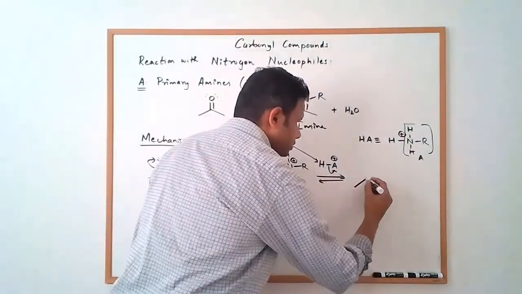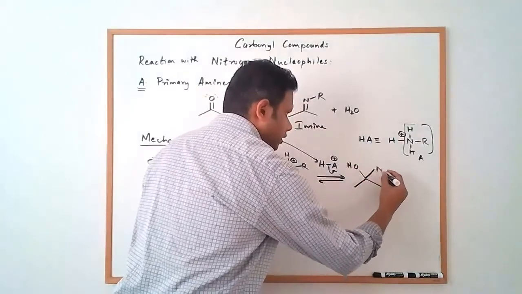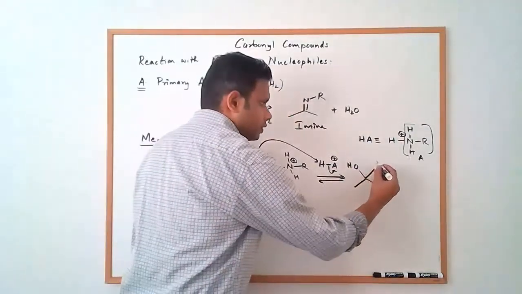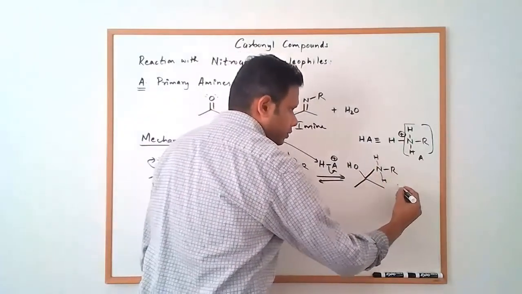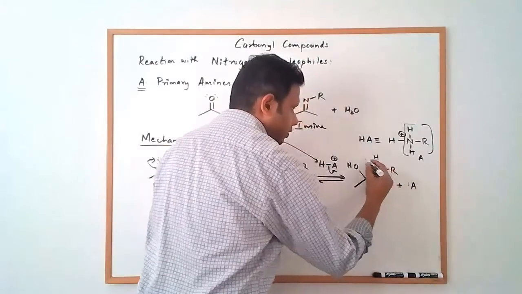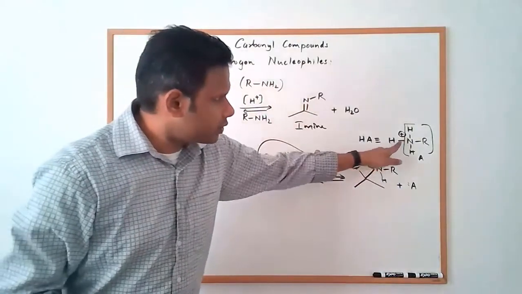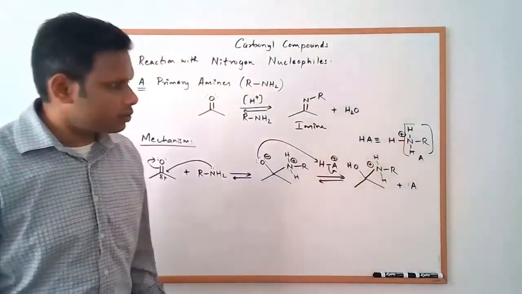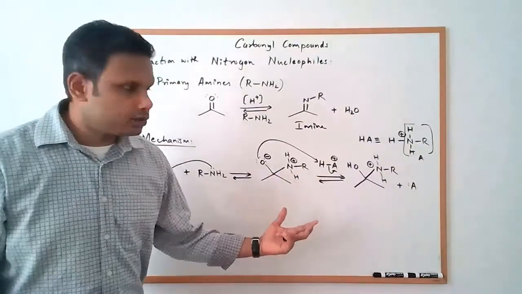This will bring us to the next intermediate, where we have the hydroxyl group, the nitrogen with two hydrogens, and the R group, plus A with a lone pair on it now, because the electrons went to the A. So when the electrons from here go to the nitrogen, it gets its lone pair back. Okay, so that's our first two steps.